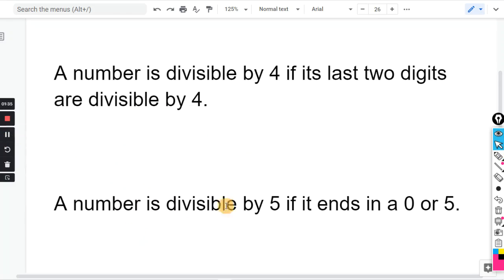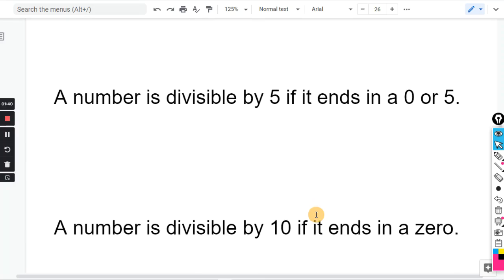And of course, a number is divisible by 5 if it ends in 0 or 5, and a number is divisible by 10 if it ends in a 0.